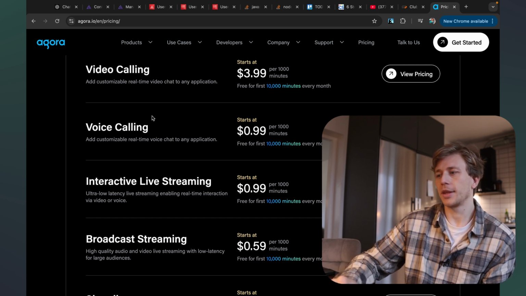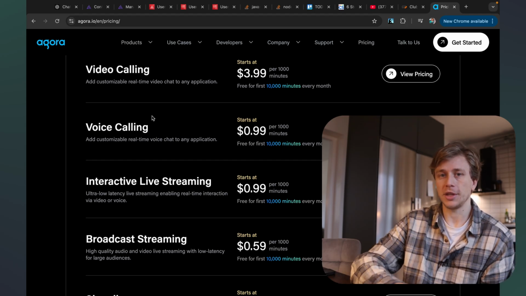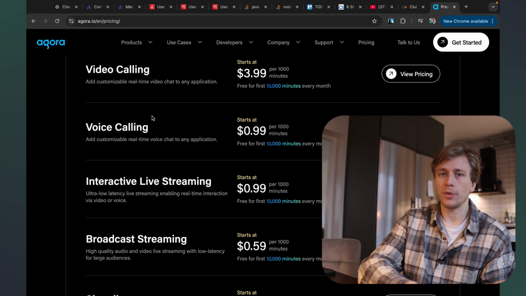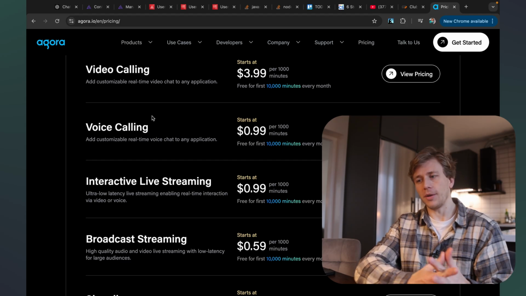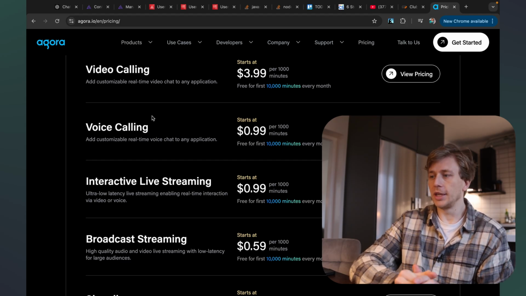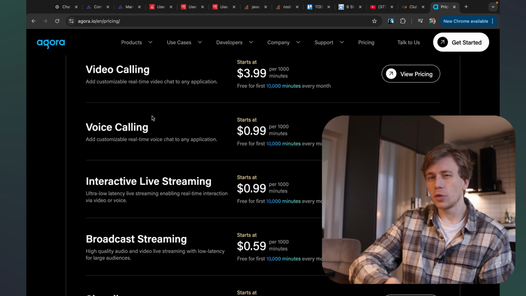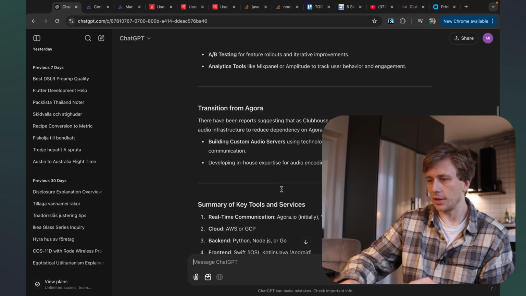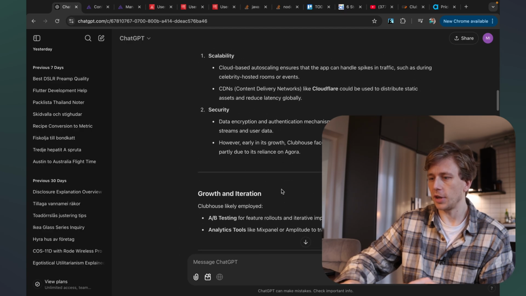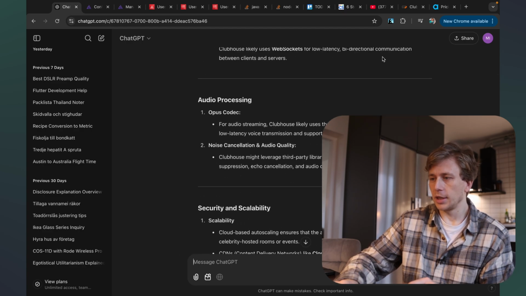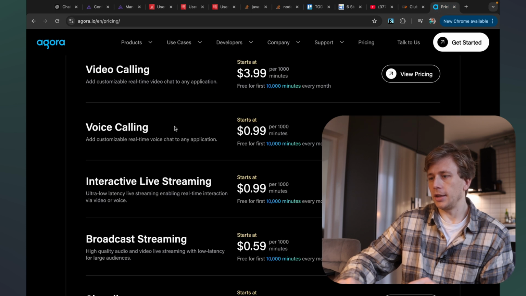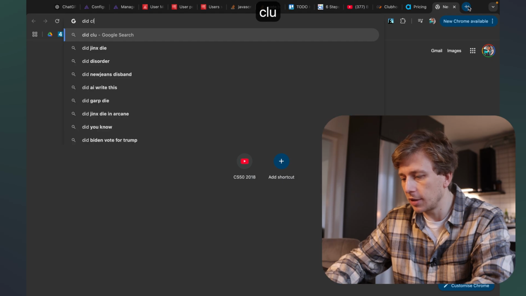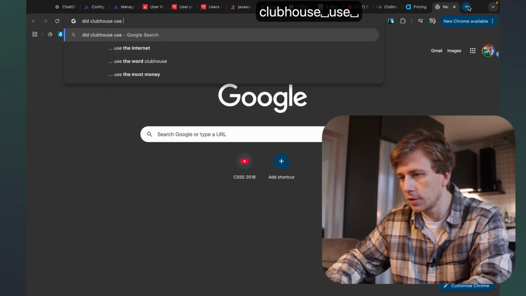And I've done this a couple of times, where I go to ChatGPT and ask, here's an app. How was it built? What was the infrastructure and what were the services used, etc. I don't know if it's super reliable, but it did say that Clubhouse started out using Agora.io. Did Clubhouse use Agora?